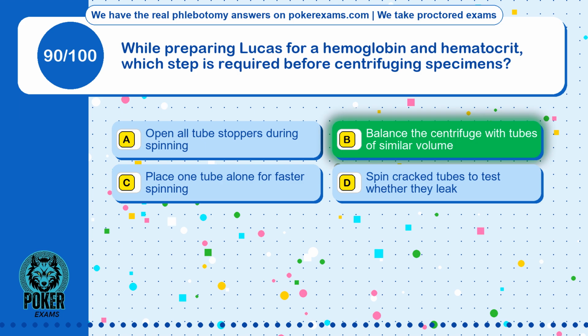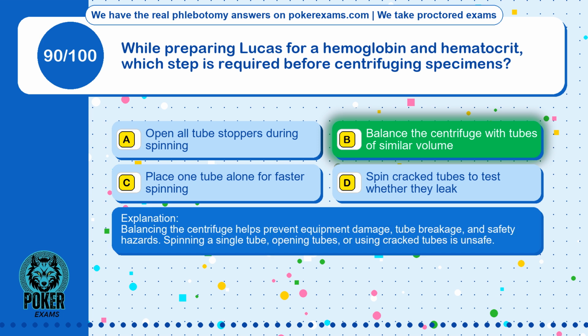The correct answer is option B. Balance the centrifuge with tubes of similar volume. Balancing the centrifuge helps prevent equipment damage, tube breakage, and safety hazards. Spinning a single tube, opening tubes, or using cracked tubes is unsafe.